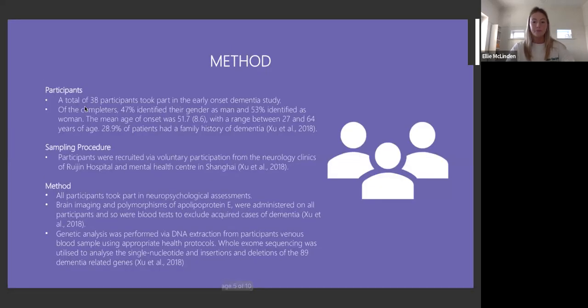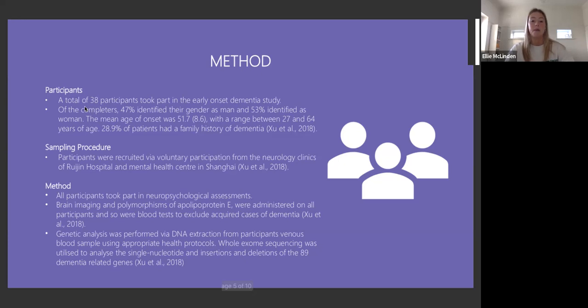Method. A total of 38 participants took part in the early onset dementia study. Of the completers, 47% identified their gender as male and 53% identified as women. The mean age of onset was 51.7, with a range between 27 and 64 years of age. 28.9% of the patients had a family history of dementia.